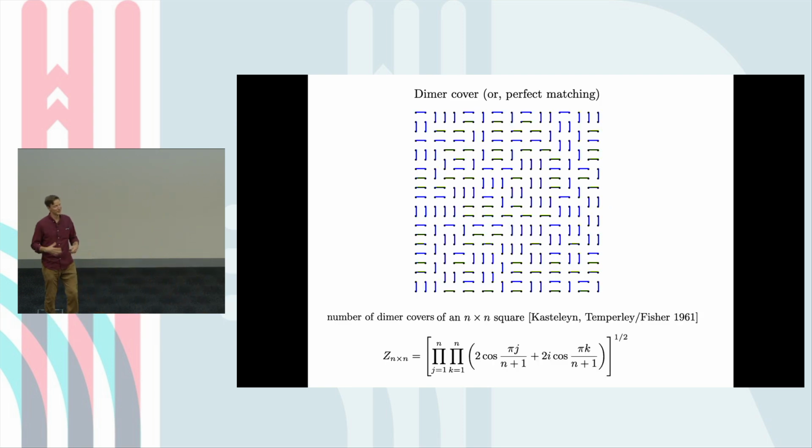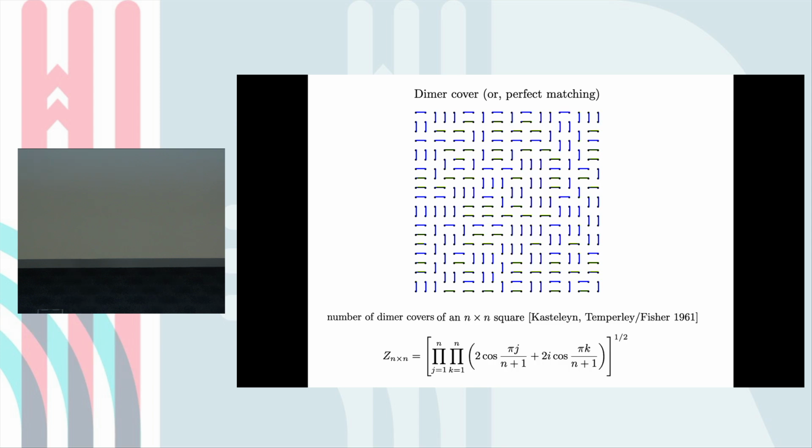What's a dimer cover? A dimer cover is just a perfect matching of a graph. So here I have just a square grid graph, and a perfect matching just means pair up the vertices into neighboring pairs. I'm going to call that a dimer cover, and one of the reasons we study dimer covers is that there's a beautiful way to enumerate them. We're studying random dimer covers.